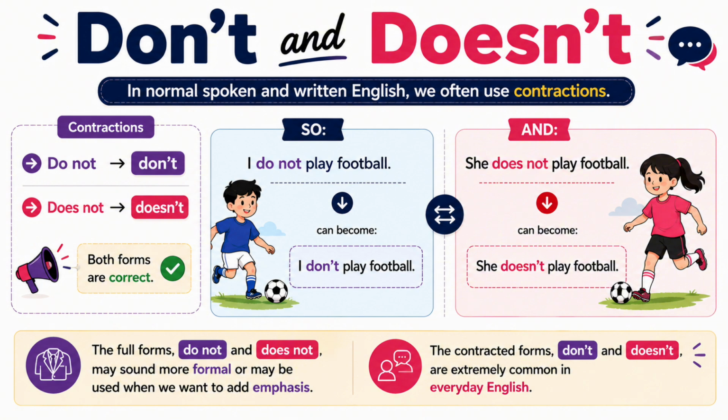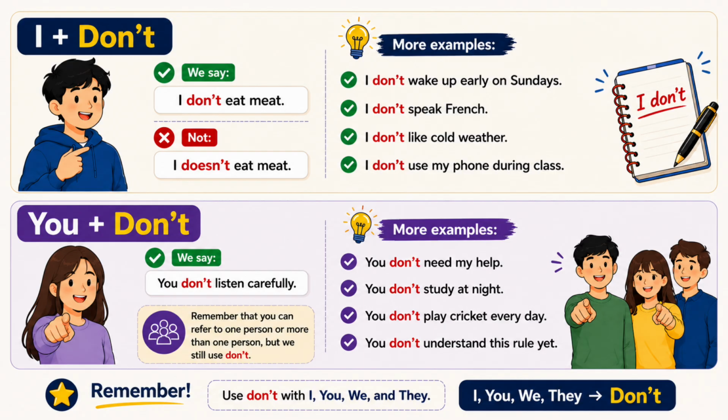Let's examine each subject separately. So, I don't. We say I don't eat meat. I doesn't eat meat is wrong. More examples. I don't wake up early on Sundays. I don't speak French. I don't like cold weather. I don't use my phone during class.